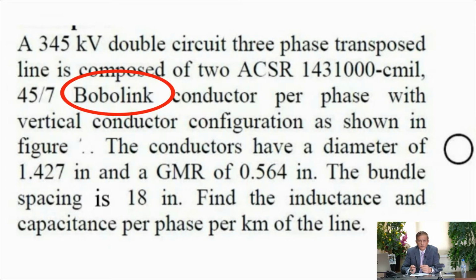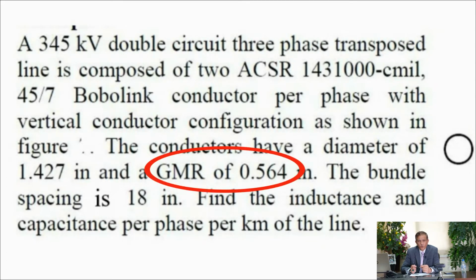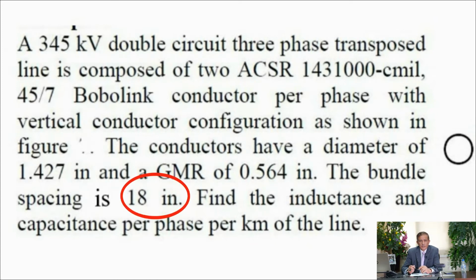Bundle conductor, this is the name given to this conductor, per phase with vertical conductor configuration as shown in the figure. The conductors have a diameter of 1.427 inch and a geometrical mean radius of 0.564. Whenever they give you the diameter and GMR in the question itself or in the table, one of them you will be using for the capacitance, which is the physical actual radius, and one of them is for the inductance. The bundle spacing is 18 inch. Find the inductance and capacitance per phase per kilometer of the line.